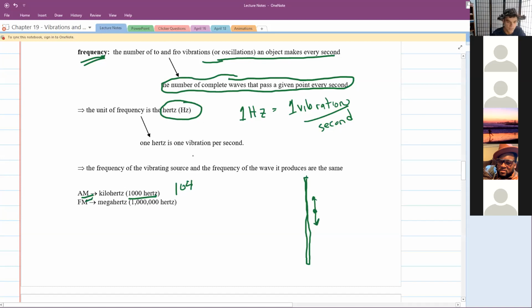But anyway, if you had an AM station that was 104, that's actually 104 kilohertz, which means that the electrons in the antenna of the radio station that's producing the radio wave would be moving up and down 104,000 times every single second. FM is actually in megahertz, which is 1,000,000 hertz.